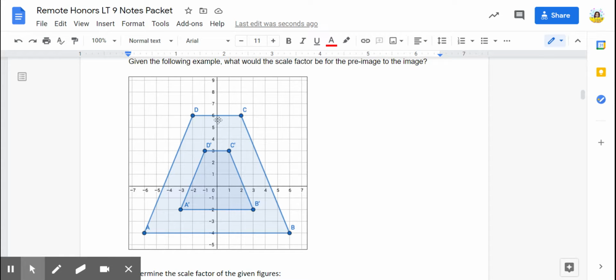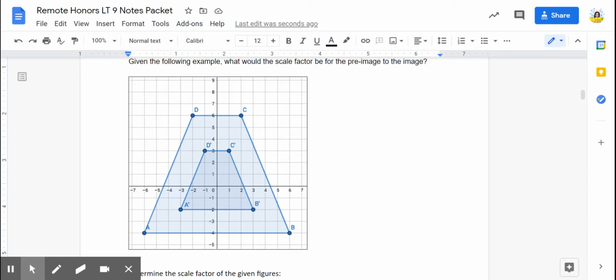So 1, 2, 3, 4. My image is the smaller one down here, the ones with the primes. And that goes to 1, 2. So we went from 4 down to 2. Now, you need to make sure that you remember that scale factors are multiples. So another way to look at it would be this longer one. 1, 2, 3, 4, 5, 6, 7, 8, 9, 10, 11, 12. So 12 is our original length. 1, 2, 3, 4, 5, 6 is our new length.